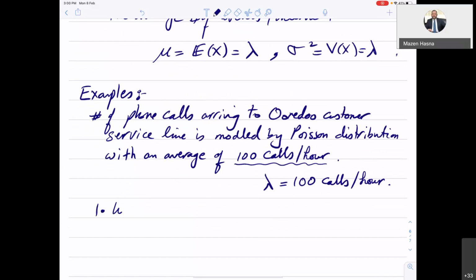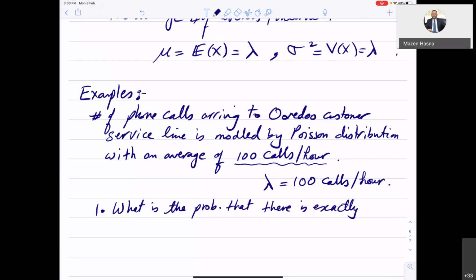What is the probability that there are exactly 80 calls in a 1 hour period?